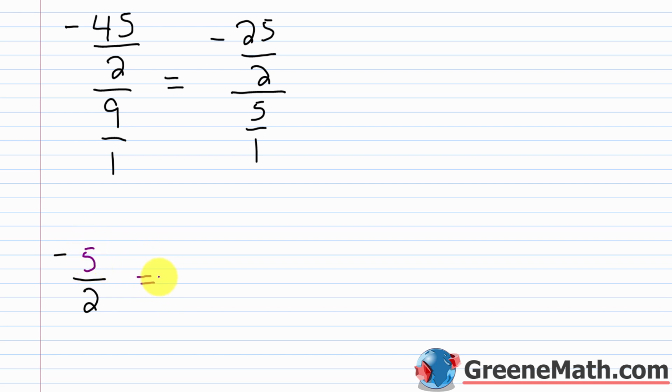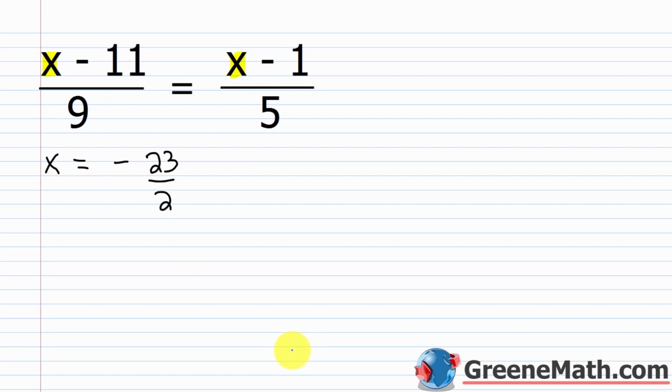This is equal to, over here I'm going to do the same thing. I'm going to have negative 25 halves times the reciprocal of this guy. The reciprocal of 5 over 1 is 1/5. And so we're going to see that this is going to cancel with this and give me a 5. So then I can erase this and just say I have negative 5 halves equals negative 5 halves. And so we could say our solution, which is x equals negative 23 halves, is correct.